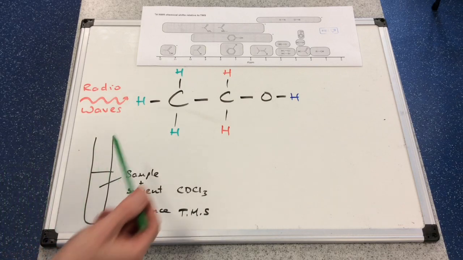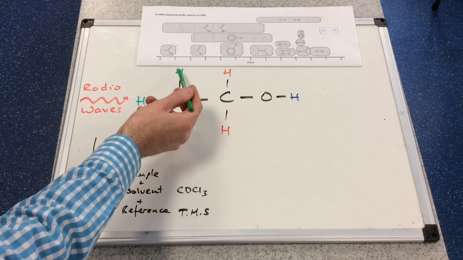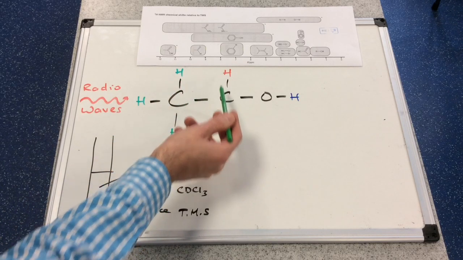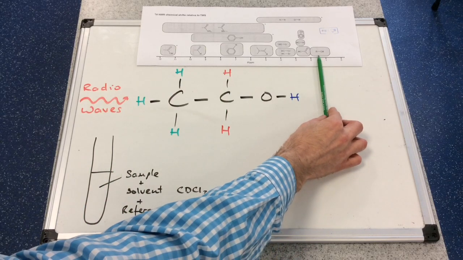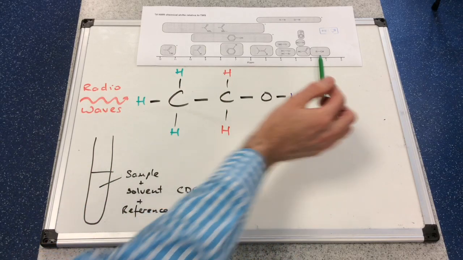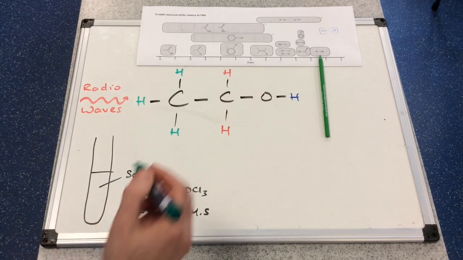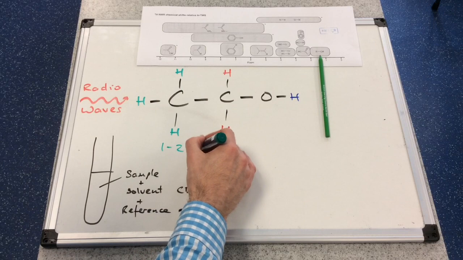So if we look at the environment that these green hydrogens are in, that's a hydrogen bonded to a carbon, just bonded to another carbon with hydrogens on. So that would be classed as this RCH environment. And so we would see a peak somewhere in that region between just before 1 and 2 ppm. So I'll write that there, between 1 and 2 ppm.